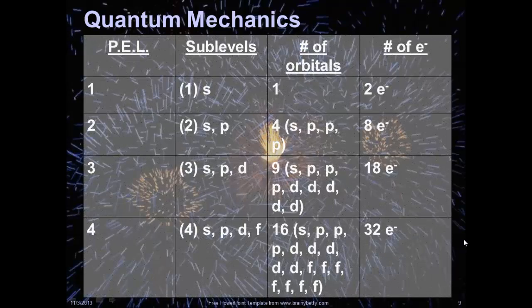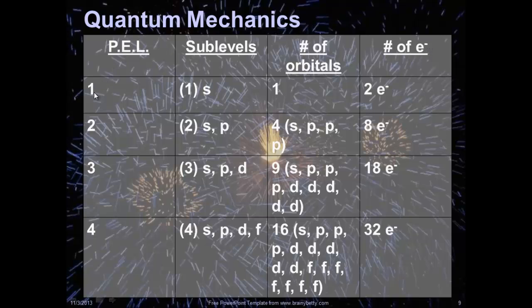This table is a summary of all the information that we just went over for the address of an electron. Here's our principal energy levels. This was like our town. Then we have our sublevels. This was like our street name. Then we have the number of orbitals. This would be like the house number. Then we have the number of electrons. How many people can you put in each house?